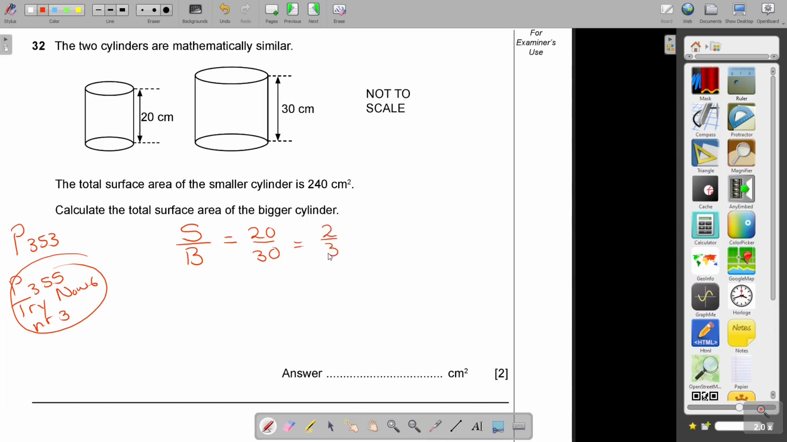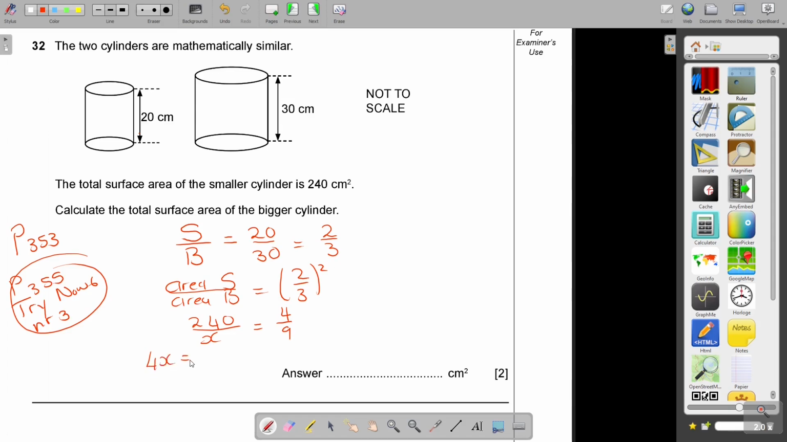But then the formula, and you will see it there on page 353, is the area of the small over the area of the big, and now you will take the ratio and you will square it. If it was volume, you would cube it. So the area of the small, they say, is 240, and the area of the big, you can make it x. Sometimes it would have been better to put the big on top, but it's not going to have an influence, because all I'm going to do is cross multiply.